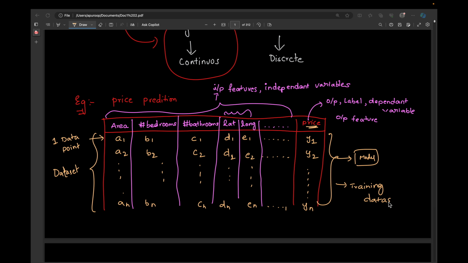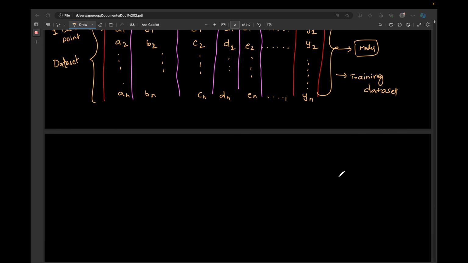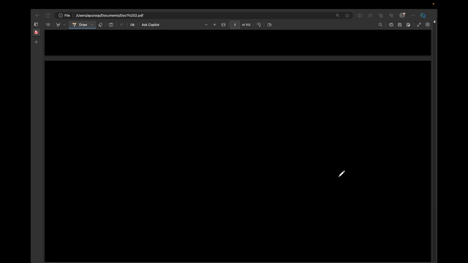Okay. So for simplicity, in order to understand linear regression, initially let's only consider one feature. We'll extend it to multiple features. For now, let's only consider one feature, that is area. So with respect to area, let's predict the output, that is price. So this is our label and this is our input feature. So based on this feature, we wanted to predict the output, that is price.